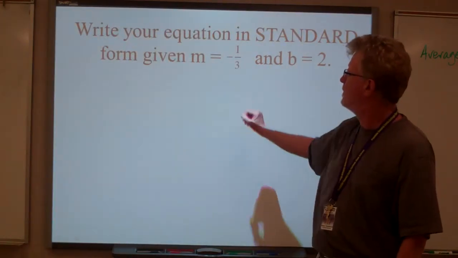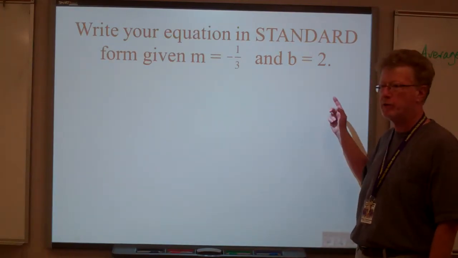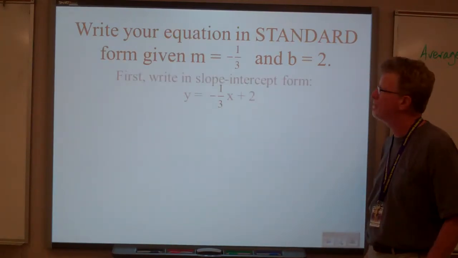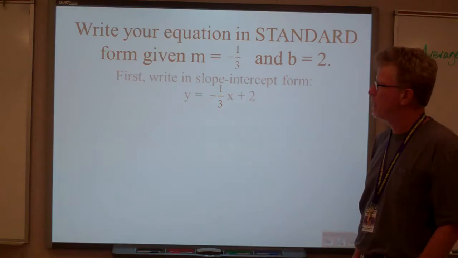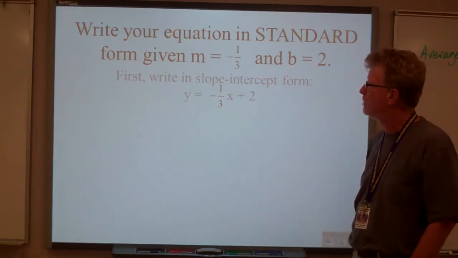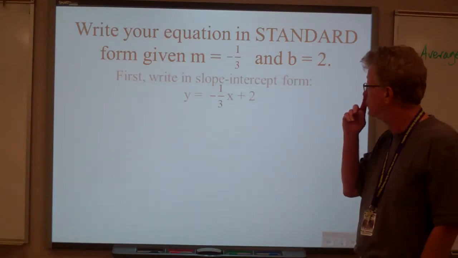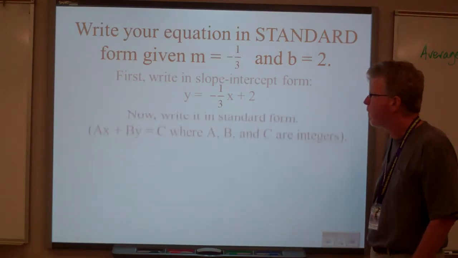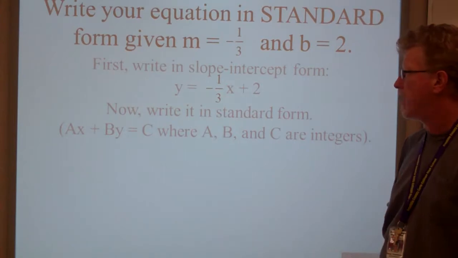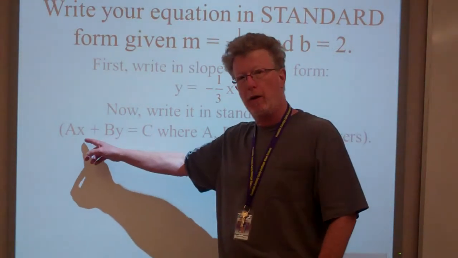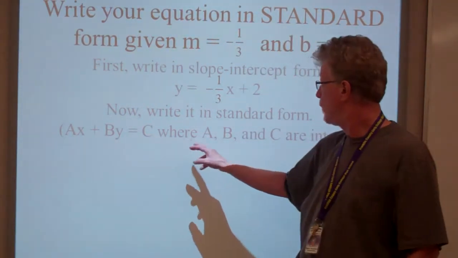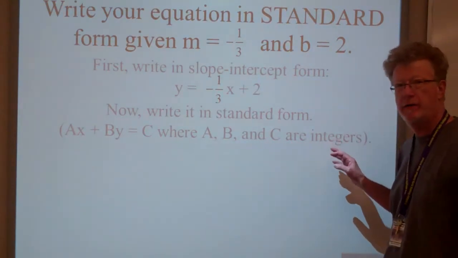Now, if we're given m is -1/3 and b equals 2, how do we put this in standard form? Well, first thing we're going to do is write it in slope-intercept form. y equals -1/3 times x plus 2. And now we're going to write it in standard form, ax plus by equals c, where a, b, and c are integers.